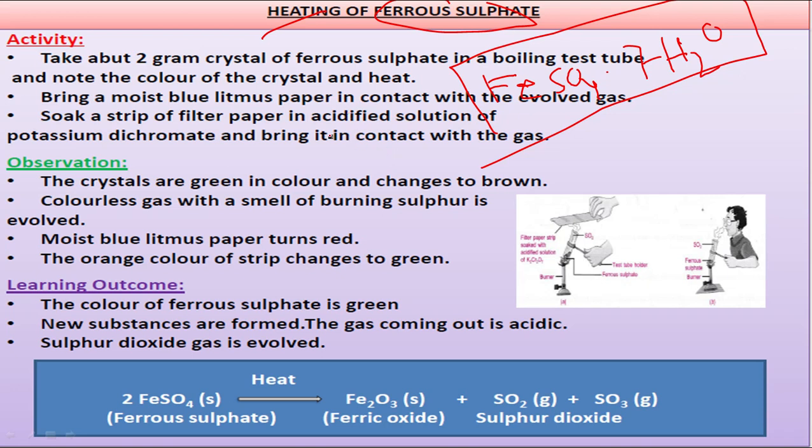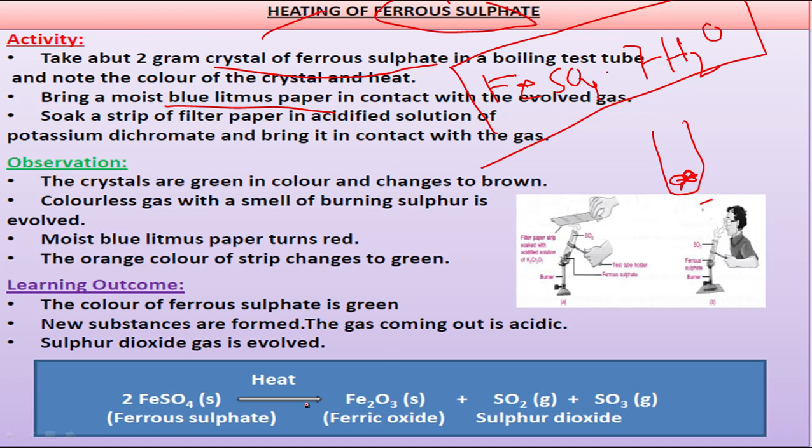So again we have to take a test tube here. A boiling test tube we are taking. We are not taking a simple test tube. We are taking a boiling test tube. It is a little bit thicker in nature and wider in nature. So crystals of ferrous sulfate are taken in a boiling test tube. And what is the color of ferrous sulfate? It is a little bit greenish in color. So heat the test tube from down bottom.